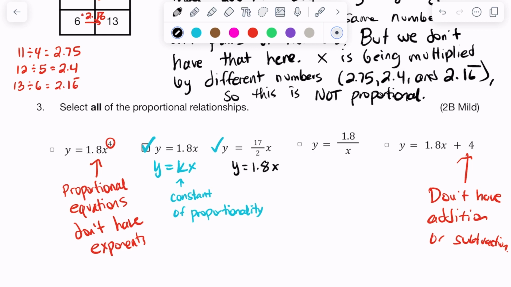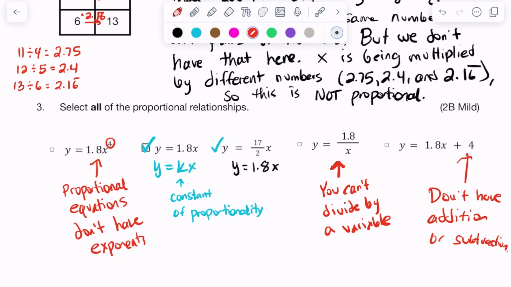And then I think this last one is the hardest, but this one is not correct because here we're dividing by x. We're not dividing by 1.8. It'd be fine if we were doing that. But here we're dividing by a variable. And if you're dividing by a variable, then you're not dividing by the same number each time because that variable x is changing each time. Okay, so you can't divide by a variable.